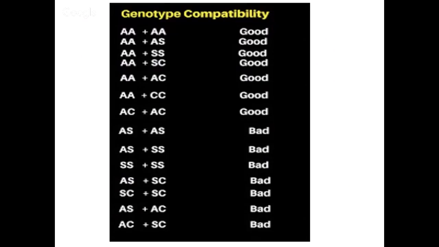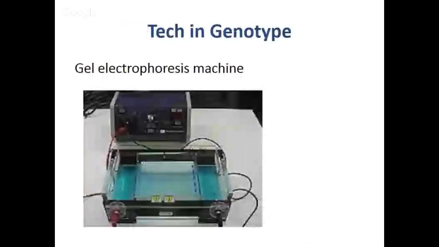AS can't get married to SS. That's a no-no. And SS plus SS, don't just try it. Don't. It's terrible. And AS plus SC, these are bad. SC plus SC, AS plus AC, bad. AC plus SC, this is bad.